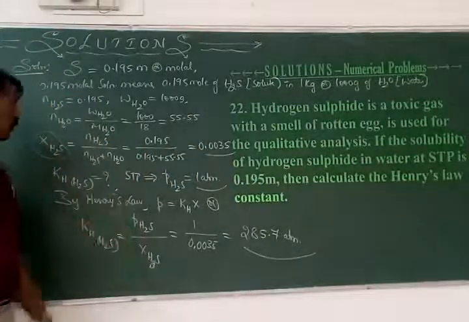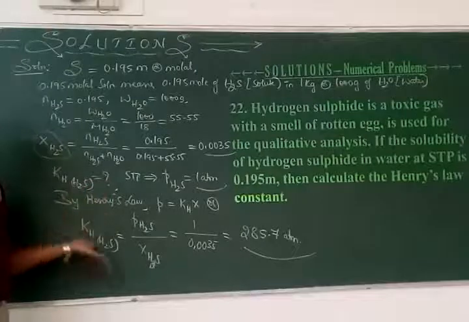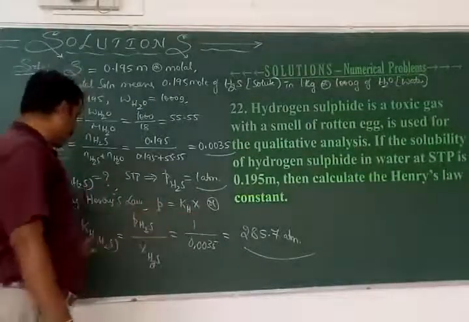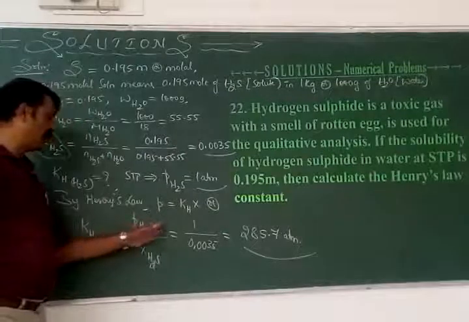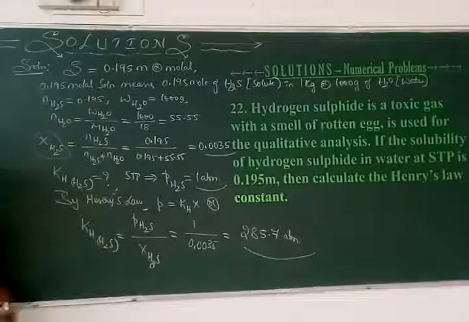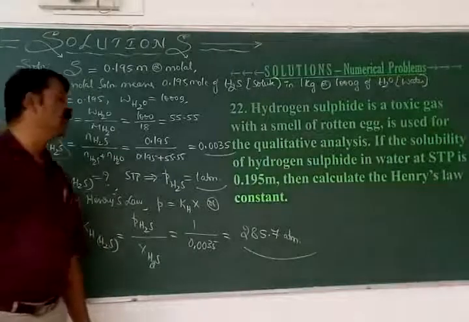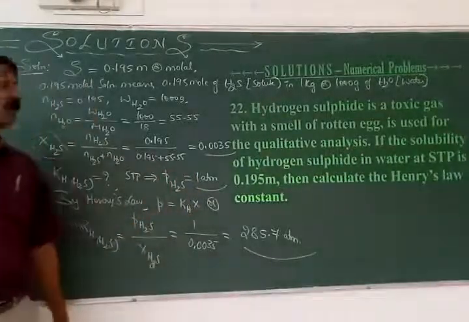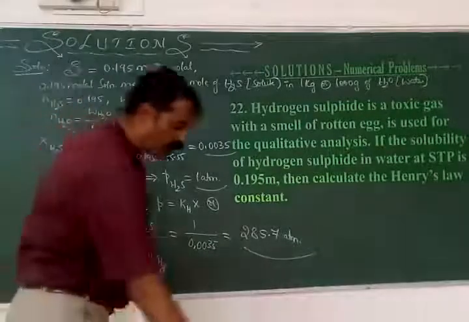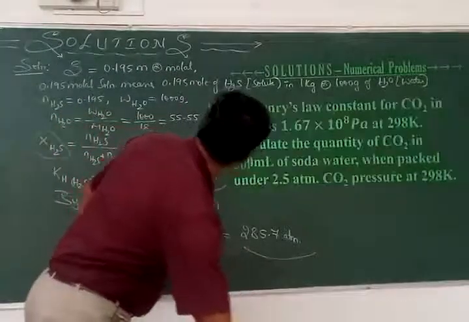Then Henry's law constant, that we have to find out, by the application of Henry's law. P is equal to KH into X, or KH of H2S is equal to partial pressure of hydrogen sulfide divided by mole fraction of hydrogen sulfide. On simplification, I will get that as 285.7 in terms of atmospheres. So that is a numerical number.